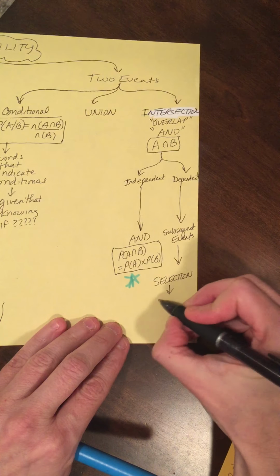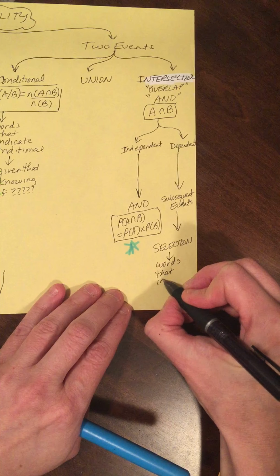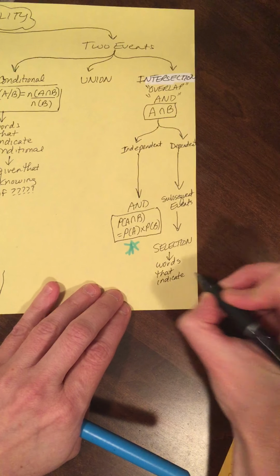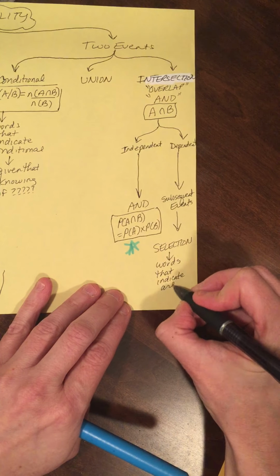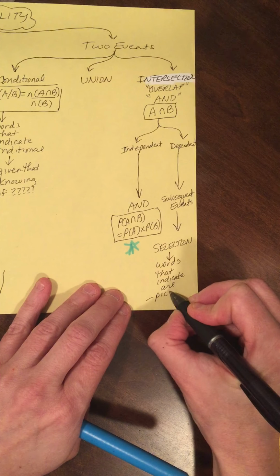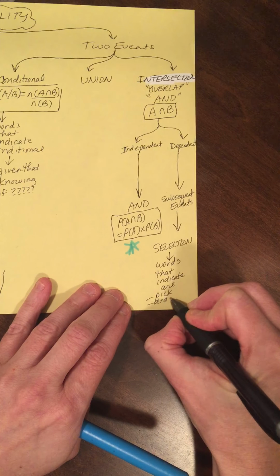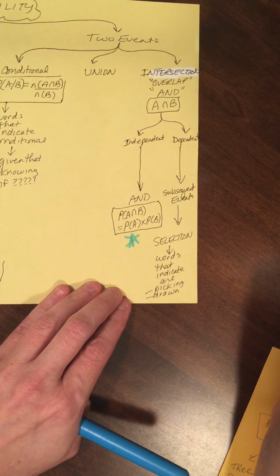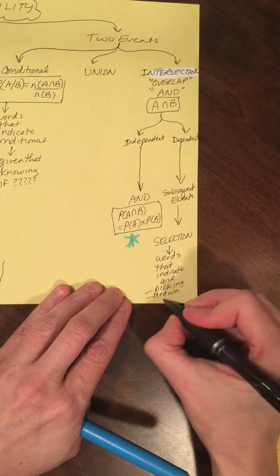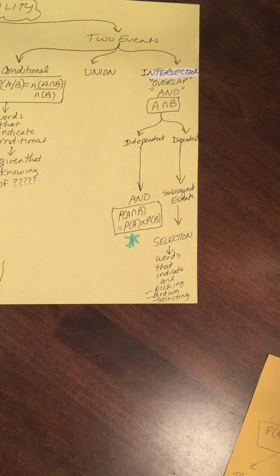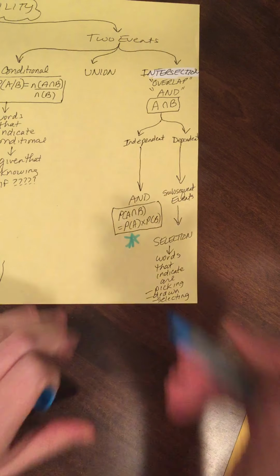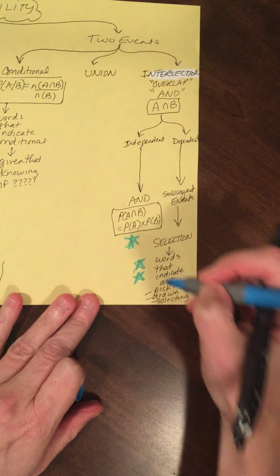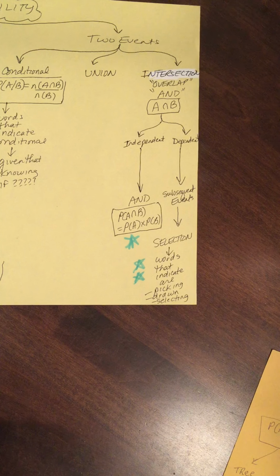and words that indicate are pick, draw, like drawn, picking, drawing, selecting. They are classic words that indicate selection. I'm going to put 2 stars there. I usually like 2 selection questions.